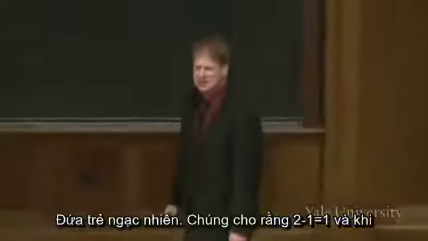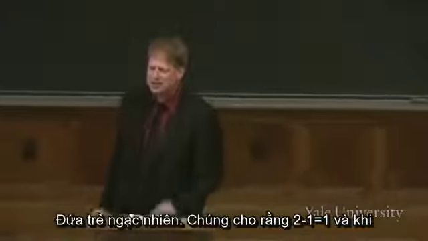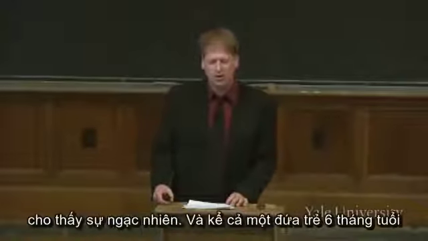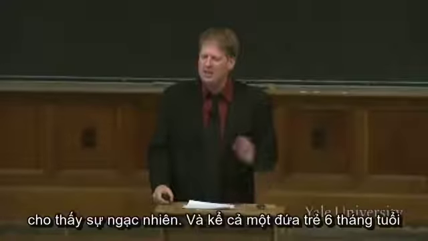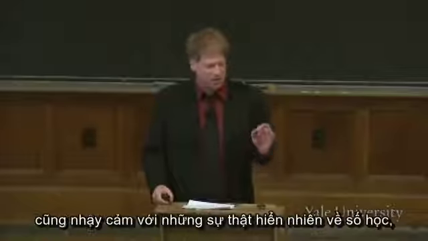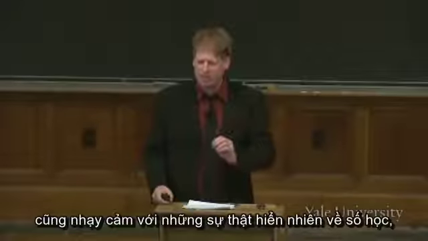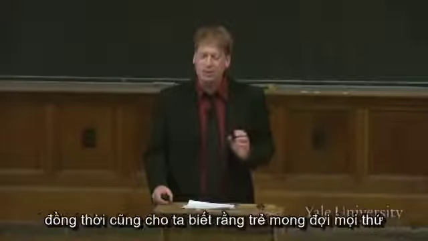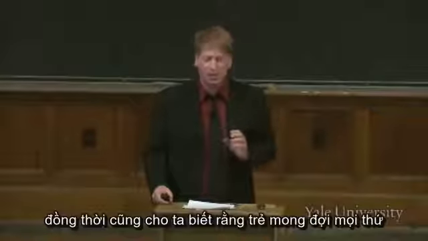Babies are surprised. They expect 2 minus 1 equals 1, and when 2 minus 1 equals 2, or 3, or 0, they look longer, indicating surprise. And even 6-month-olds are sensitive to these rudimentary facts of arithmetic, telling us something about their mathematical knowledge, but also telling us that they expect things to remain when they're out of sight.